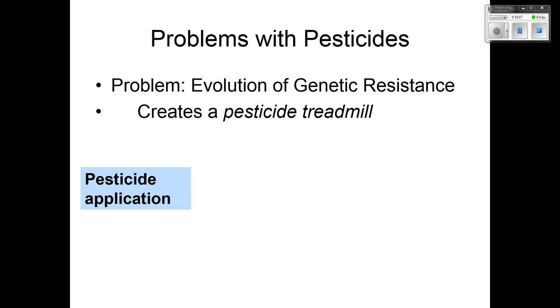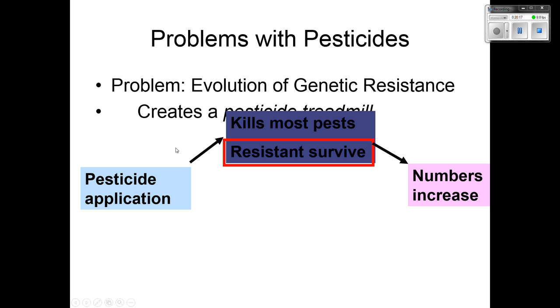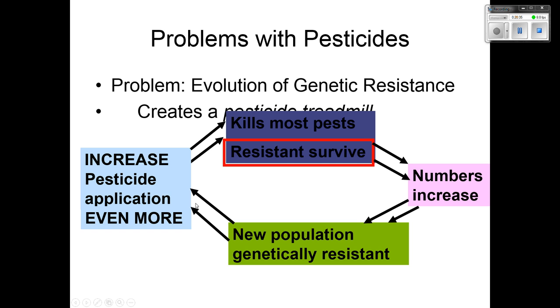So if you look here, we have our farm, and we're applying our pesticide to the farm. What's happening is that it's going to kill most of the pests, but then we talked about resistance. Some of these insects are going to be resistant to the pesticide. Those pests that are resistant are going to reproduce. Their numbers are going to increase. Then we're going to have a new population that's genetically resistant. And then we're going to increase the pesticides, and this is going to happen again. And maybe if we don't increase them, we're going to change to a different type of pesticide. So this is known as a pesticide treadmill because it's similar to the belt on a treadmill. You're just going around in circles and trying to keep up with the genetic resistance.